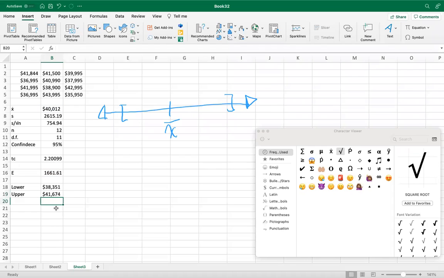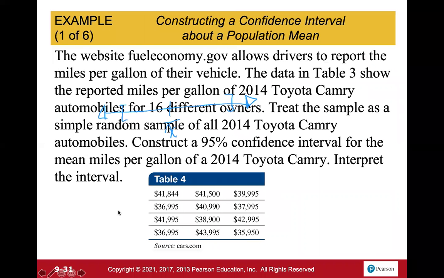And there we go. So we would say that it's somewhere between 38,000 and, well, I'm going to estimate 32,000, 42,000.